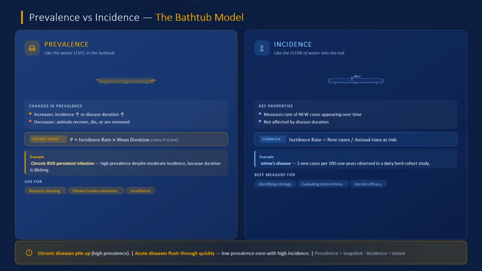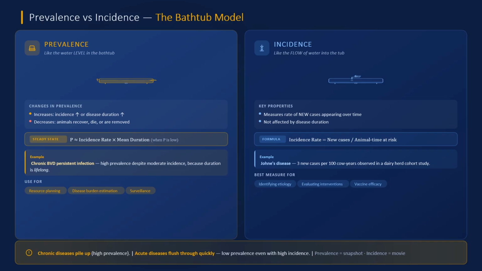Bathtub is the mental model I want you to carry into the exam room. Prevalence is the water level in the tub. Incidence is the flow coming out of the tap. The level goes up if the tap runs faster. That's rising incidence. Or if the drain is slow, meaning animals stay sick longer. The level goes down when animals recover, die, or are culled. Notice that recovery and death both lower prevalence, even though one is good news and the other isn't.